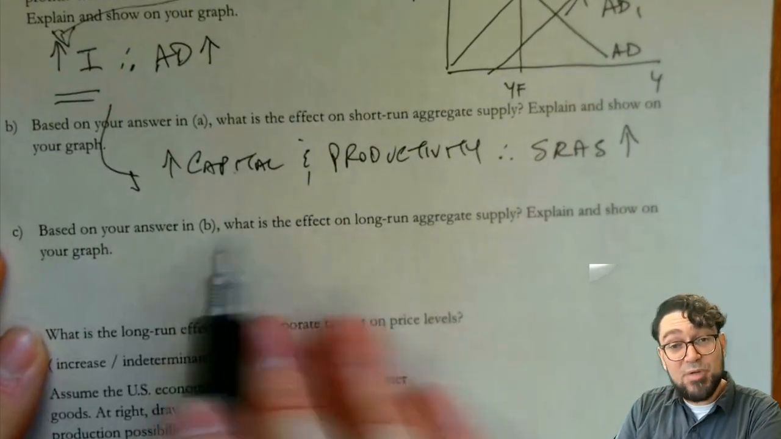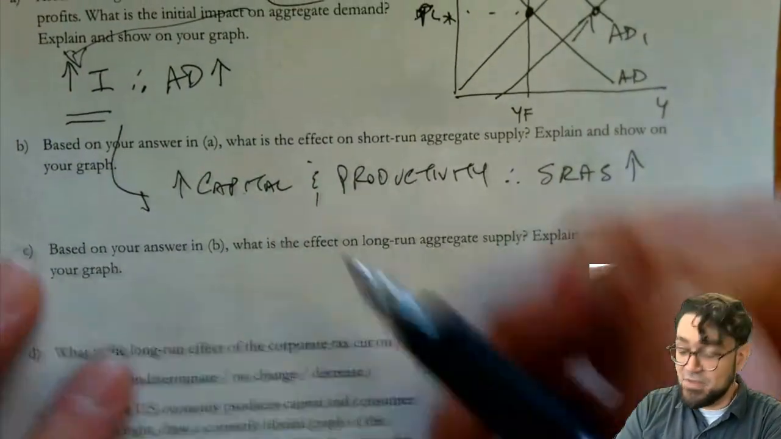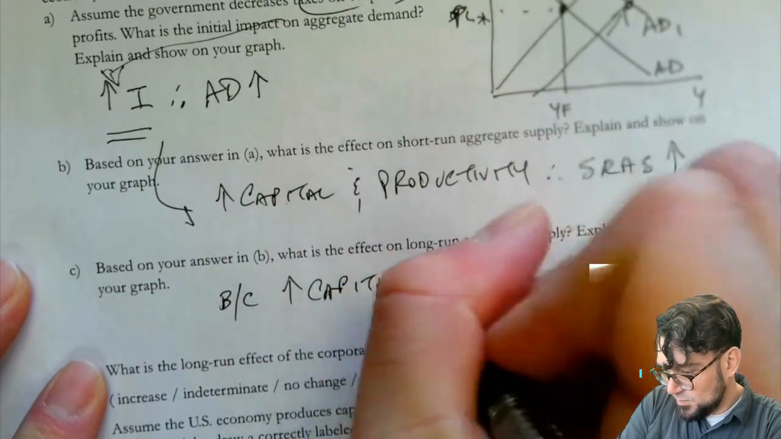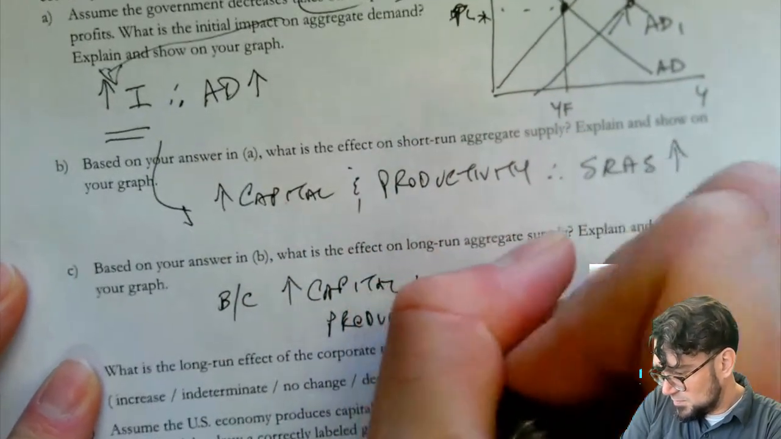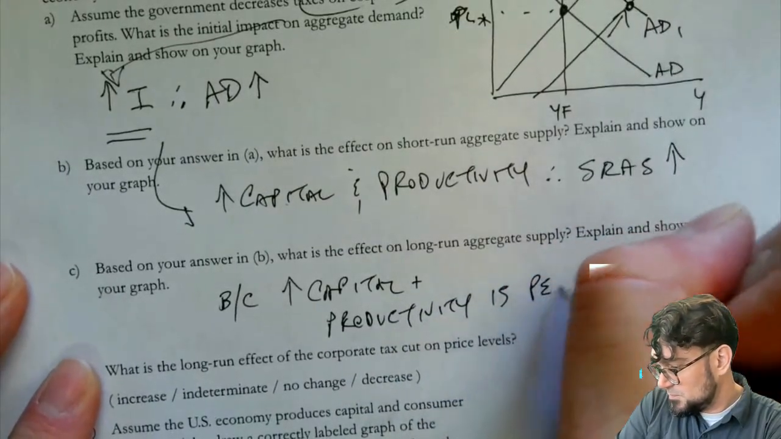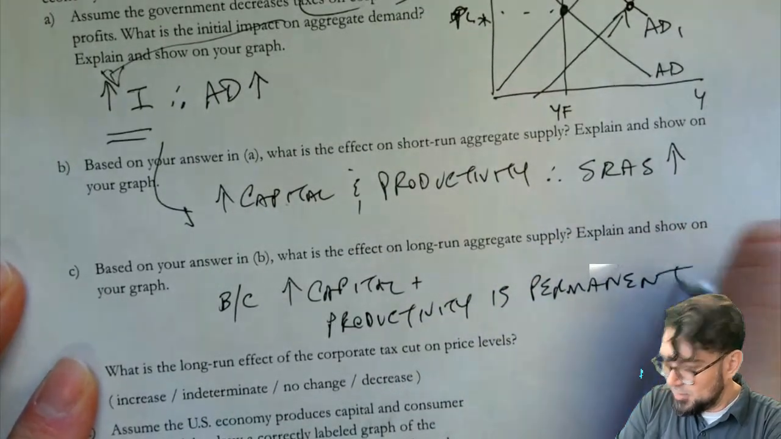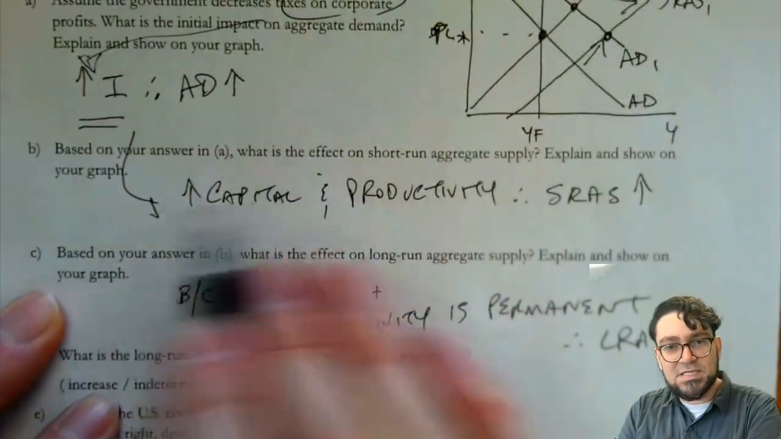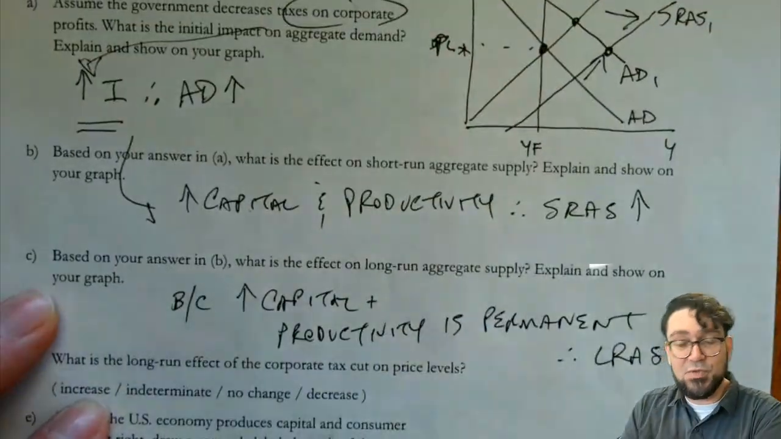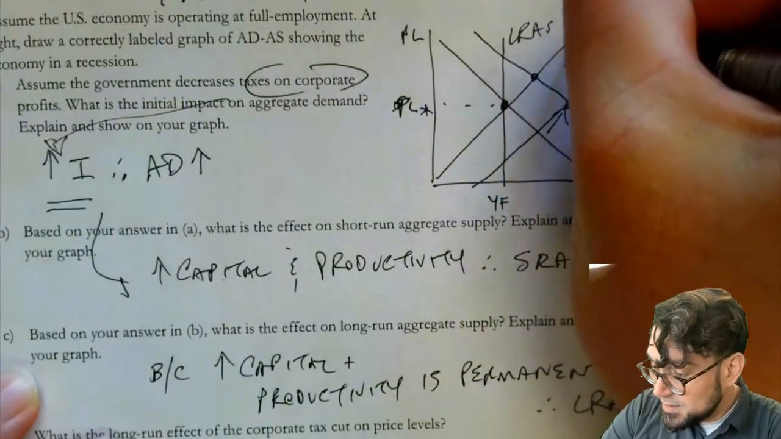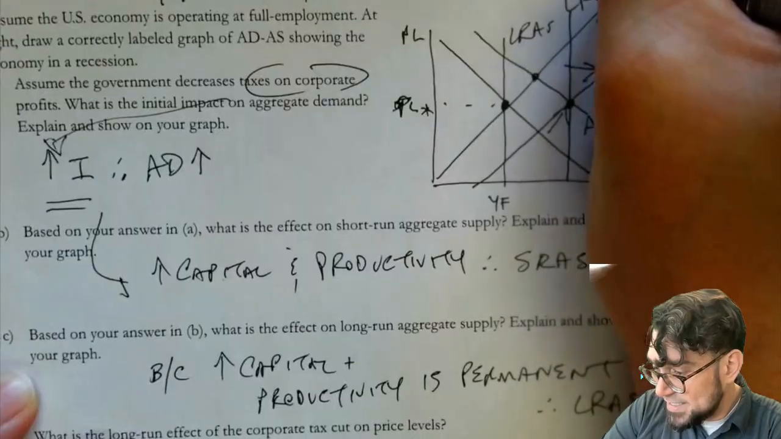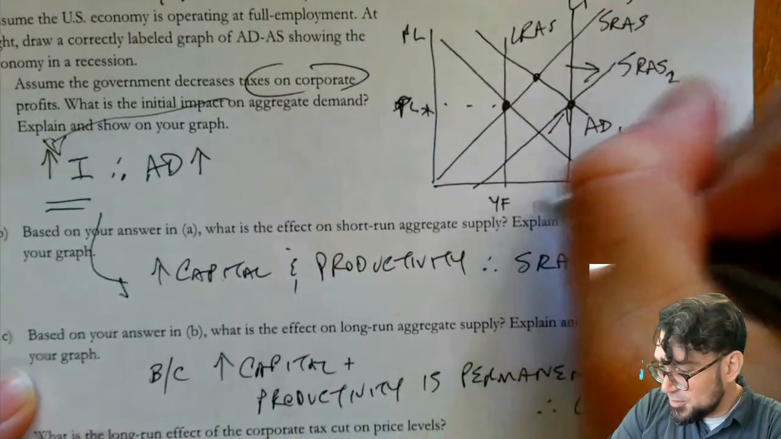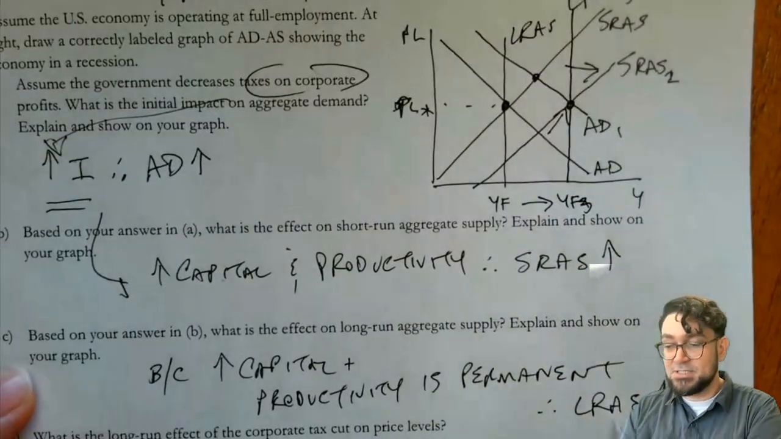And now, based on your answer in B, what's the effect on the long-run aggregate supply? Explain and show in your graph. Well, because there's increased capital and productivity that is permanent, we can say, therefore, LRAS increases. And that's really just saying that this capital and productivity would be a permanent change, right? You built the buildings, you got more productive. And so as a result, you actually lead to LRAS 3, because we'll say this one's 2. And so ultimately your YF will increase, and so it'll kind of catch up to it like that.